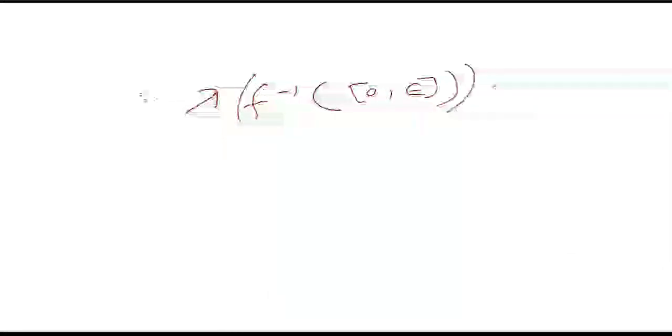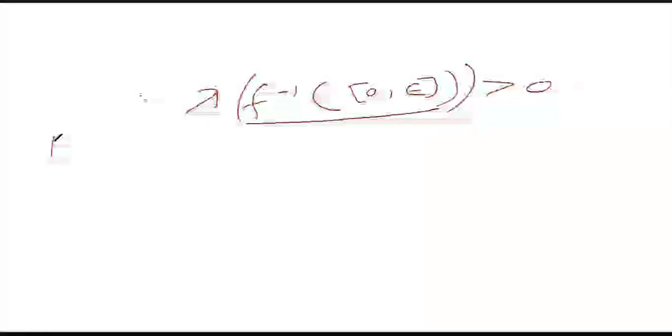Therefore, we have that the Lebesgue measure of the set f inverse of 0 to epsilon is positive. So this is your set E. Now we apply Lemma 2. If the Lebesgue measure of the set is positive, then I can find a positive delta such that minus delta to plus delta is contained in the algebraic difference of the set with itself.